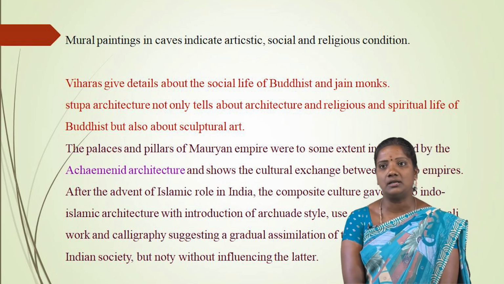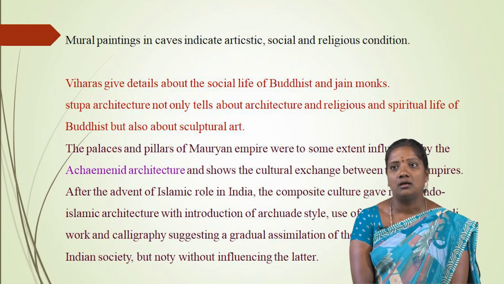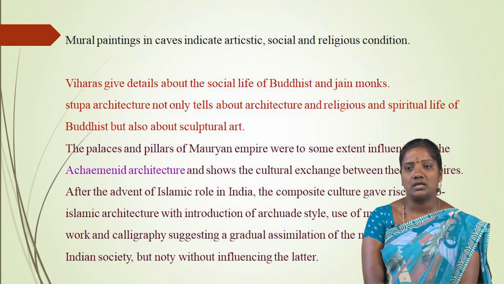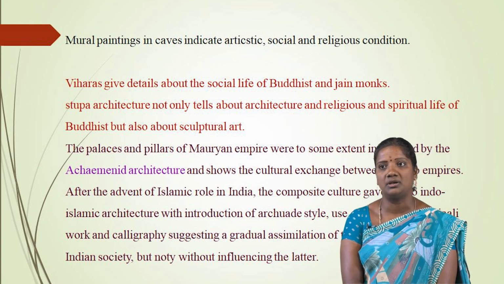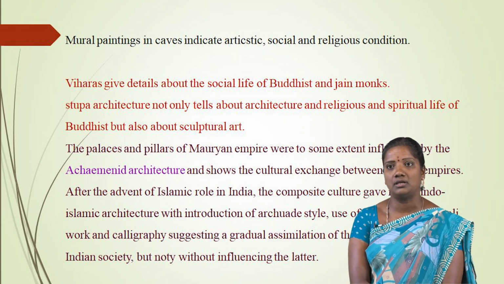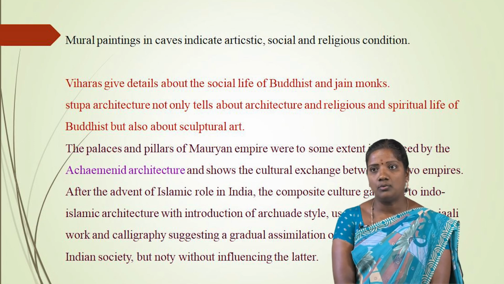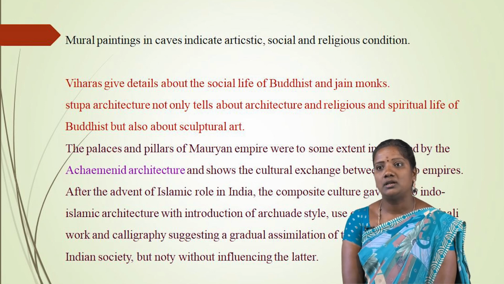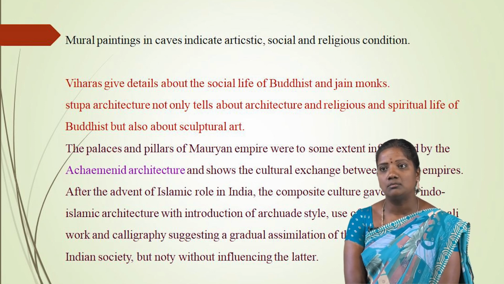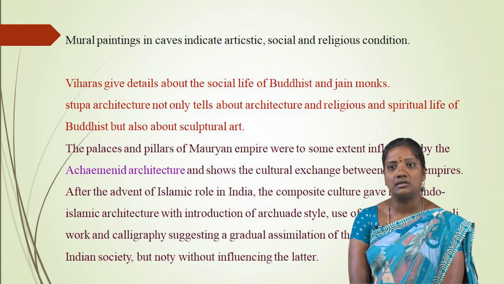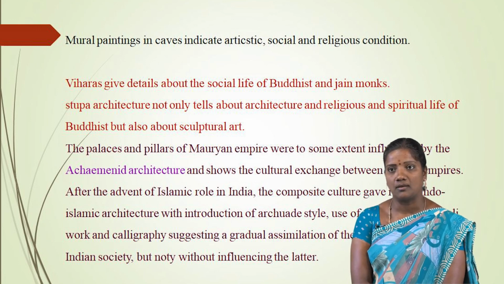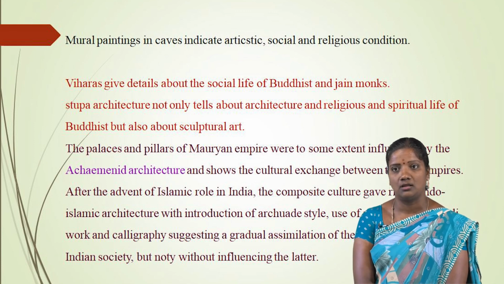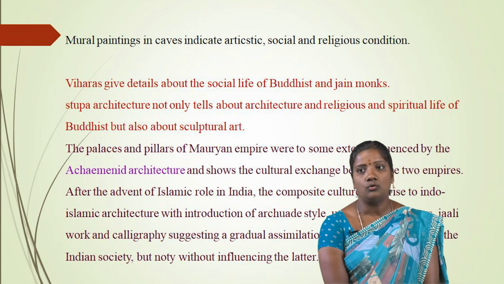The palaces and pillars of the Mauryan Empire were to some extent influenced by Achaemenid architecture and show the cultural exchange between the two empires. After the advent of Islamic rule in India, the composite culture gave rise to Indo-Islamic architecture with the archway style. The use of mortar, minars, jali work and calligraphy suggests the gradual assimilation of the new rulers within Indian society, but not without influencing the latter.